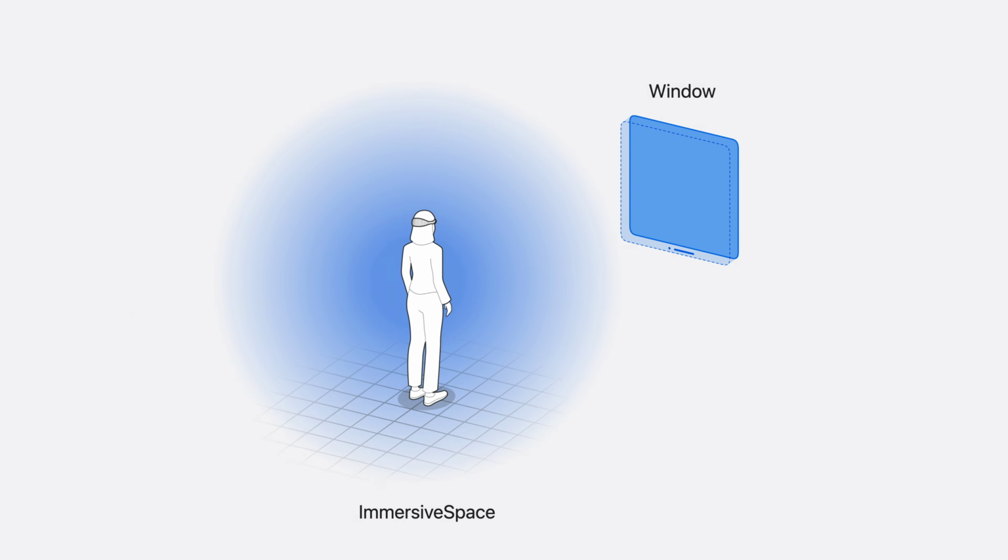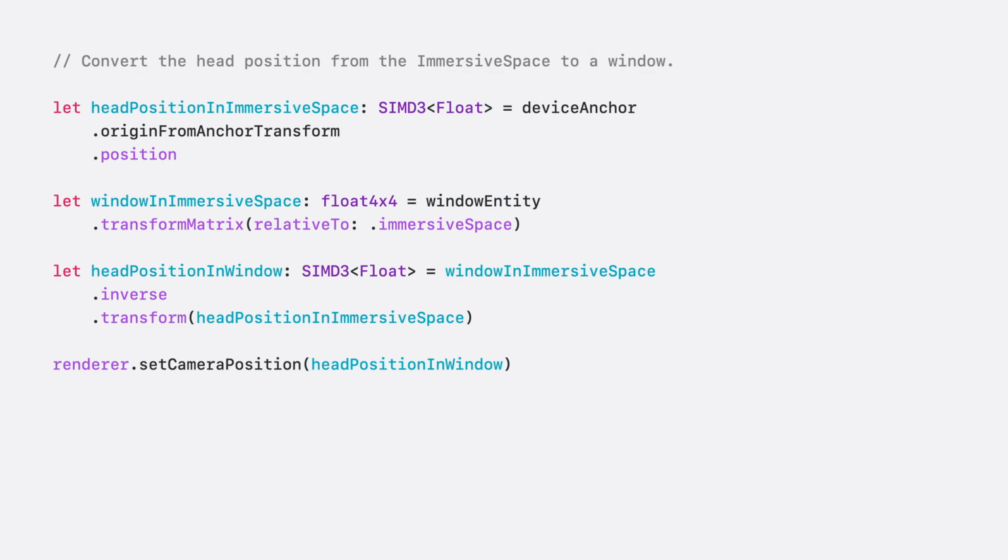Also note that windows and immersive spaces have their own coordinate spaces on visionOS. The head transform from ARKit is in the coordinate space of the immersive space. To use it in a window, you can convert the position to the window's coordinate space. Here's how you can do it in code.